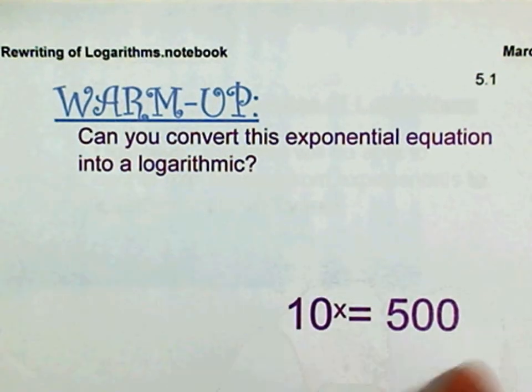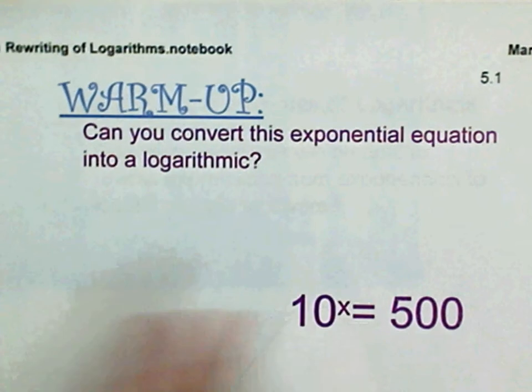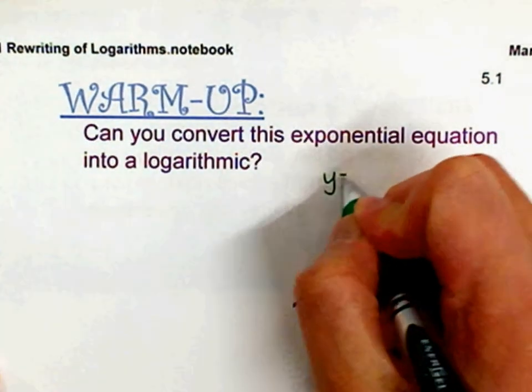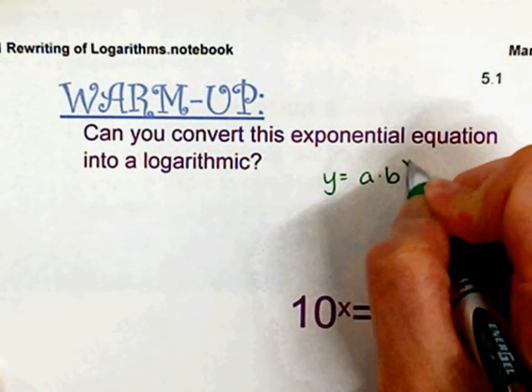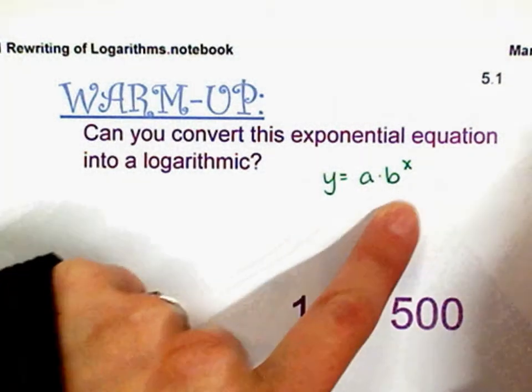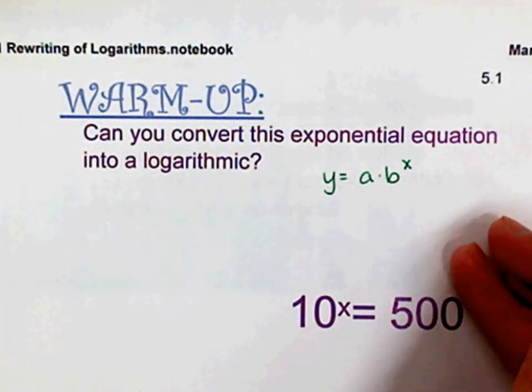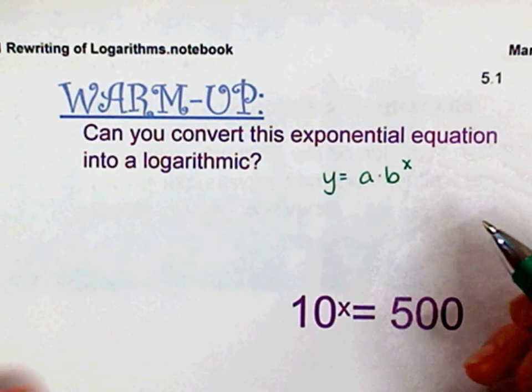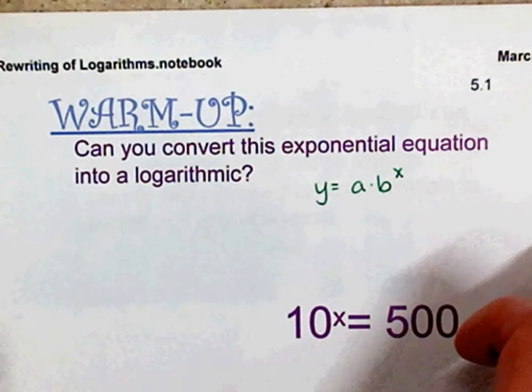So this is something you guys are familiar with, okay? And I'm just going to go back real quick. A times b raised to the x. Do you see that right there? So basically these are just switched. So how would you guys go about writing this in logarithmic form?